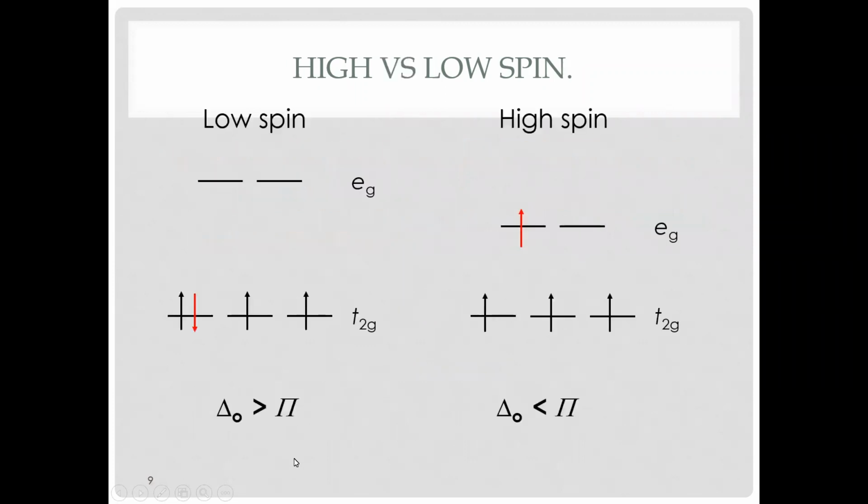All right, so this kind of summarizes what we just said. If delta O is greater than pi, we have low spin. If delta O is less than pi, we have high spin.